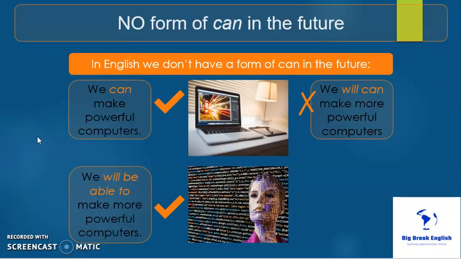Now, the form, important. In English, we don't have a form of "can" in the future. So here in the present, we say we can make powerful computers, but in the future, we don't say we will can make more powerful computers. Careful with that. We do say we will be able to make more powerful computers.